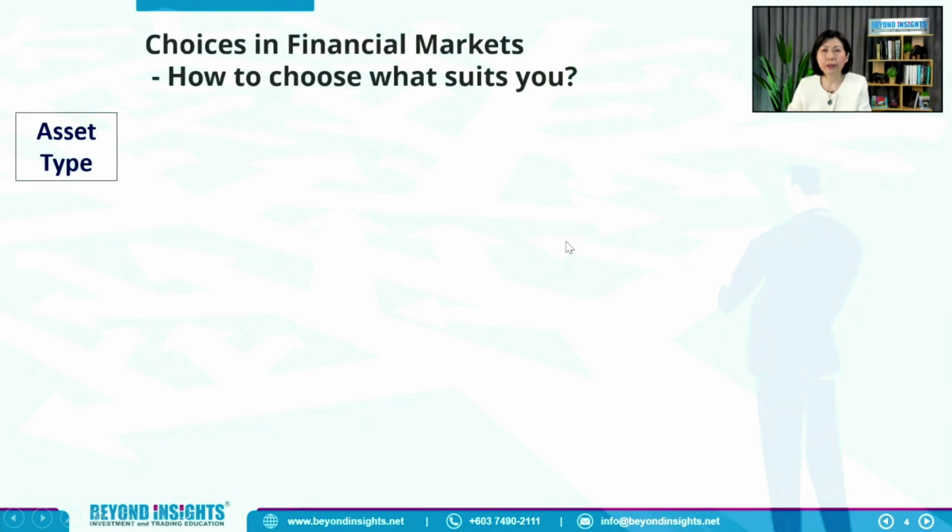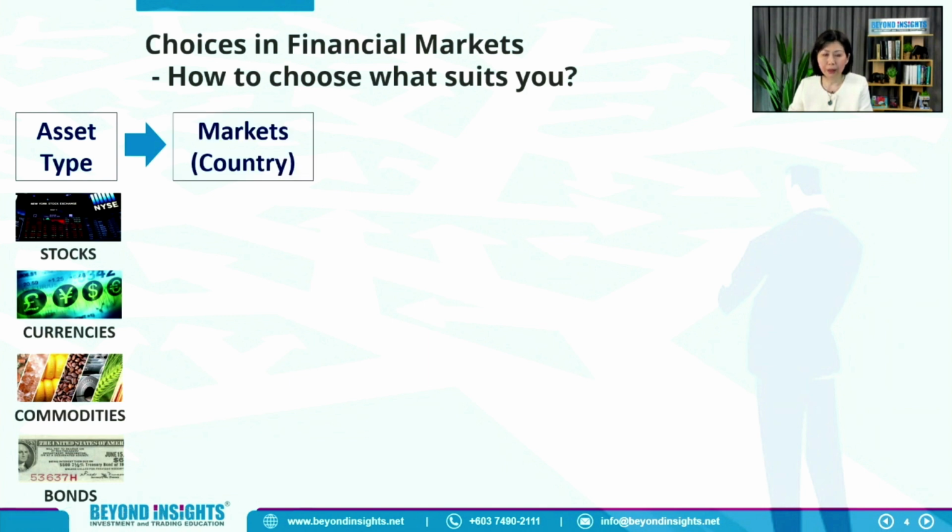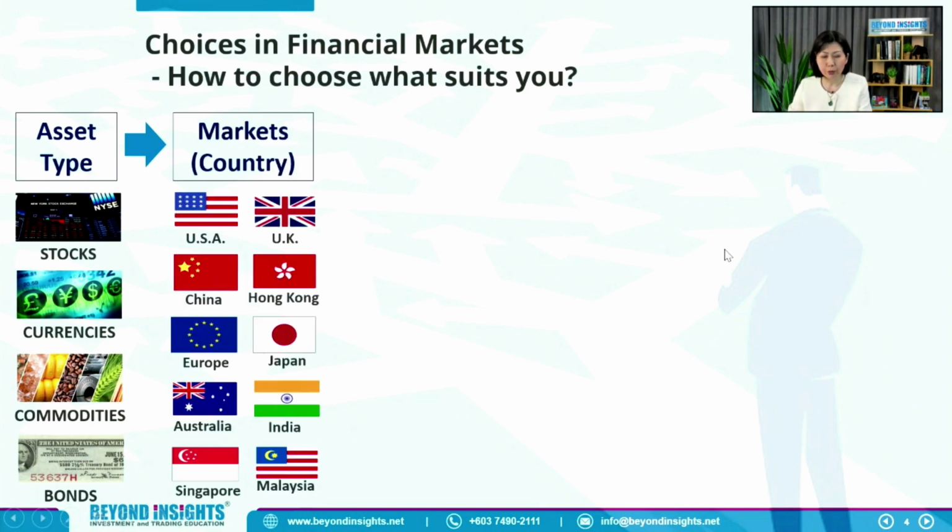It starts with the asset type. There are many choices of asset type you can start with. The first one is stocks. You have stocks, currencies, commodities, and bonds. After you choose the asset type, you still have another question: which market should I trade? These are the main markets and also the local markets that I've been exposed to. You have the biggest market in the world, which is the US. Then you have the UK, China, Hong Kong, Europe, which is also a very big market, Japan, Australia, India, Singapore, and Malaysia. The reason I covered these Asian markets is because that's where most of our attendees are coming from.